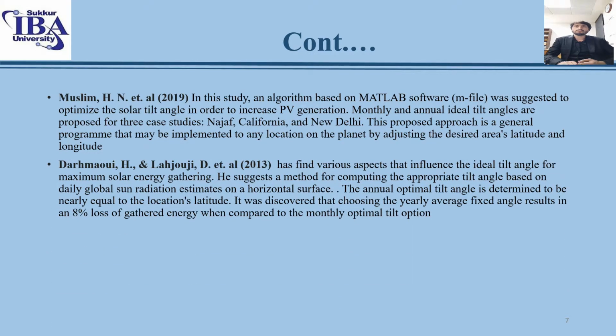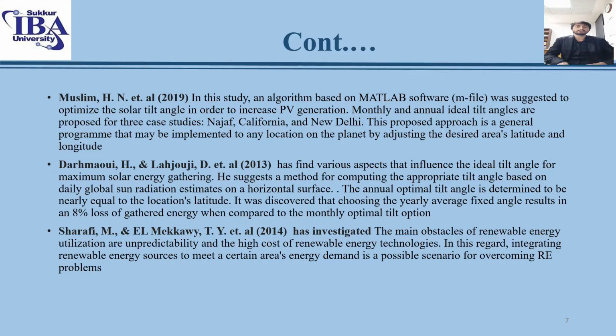The other is Homoi H. He worked in this area in 2013. He found various aspects that influence the ideal tilt angle for maximum solar energy gathering. He suggests a method for computing the appropriate tilt angle based on the daily global sun radiation estimate on a horizontal surface. The annual optimal tilt angle is determined to be nearly equal to the location latitude. It was discovered that choosing the yearly average fixed angle results in 8% loss of gathered energy when compared to the monthly optimal tilt angle.